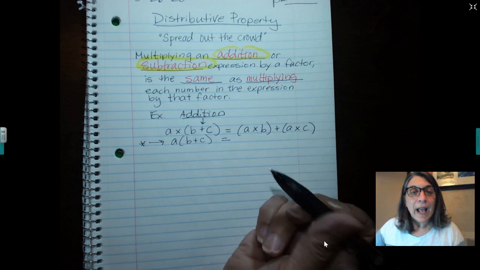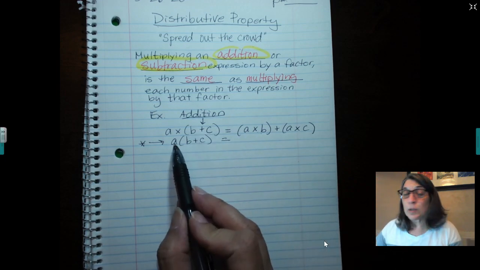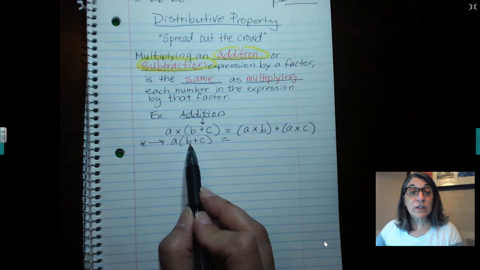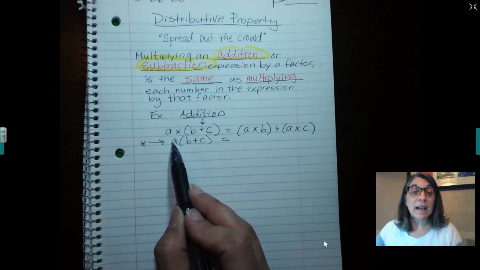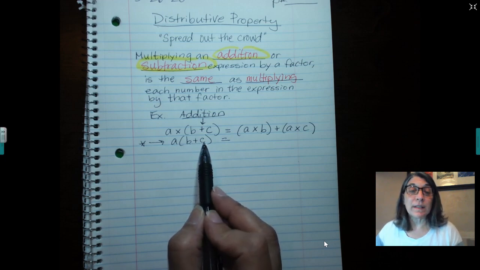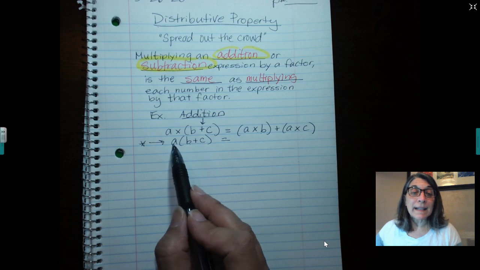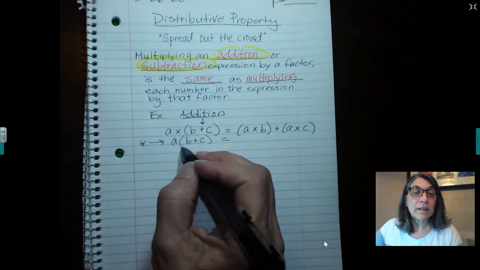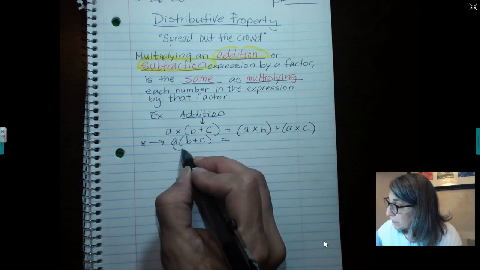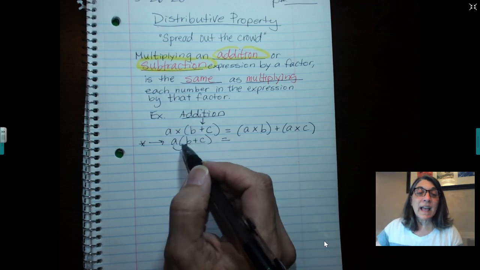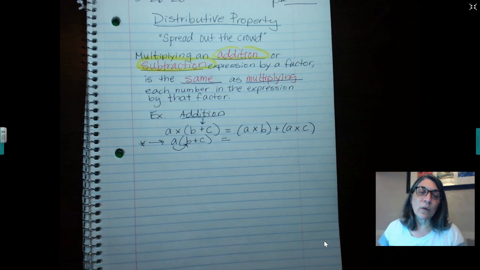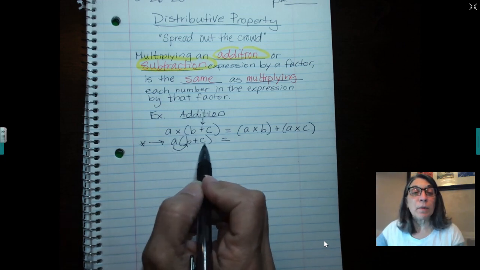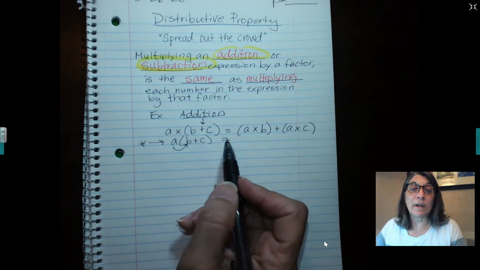Because basically I'm saying I'm going to multiply A times the first number in the parentheses, which is B. And then to add to it, I'm going to multiply A times the second number inside the parentheses. I'm going to do A times B. I usually do these little arrows on top, and I didn't leave room, so I apologize. But you're basically going to take this A and dump it onto each number inside the expression. There could be 3 numbers in the expression.